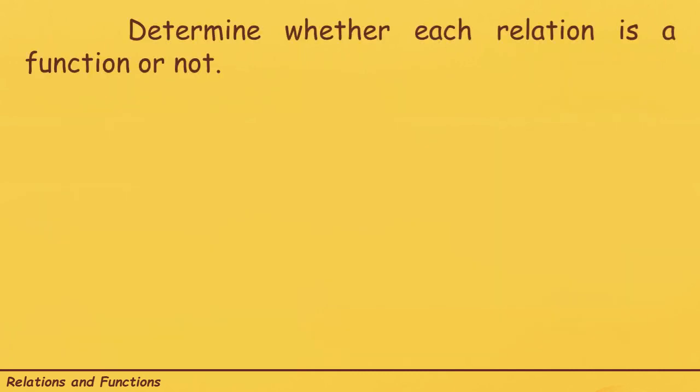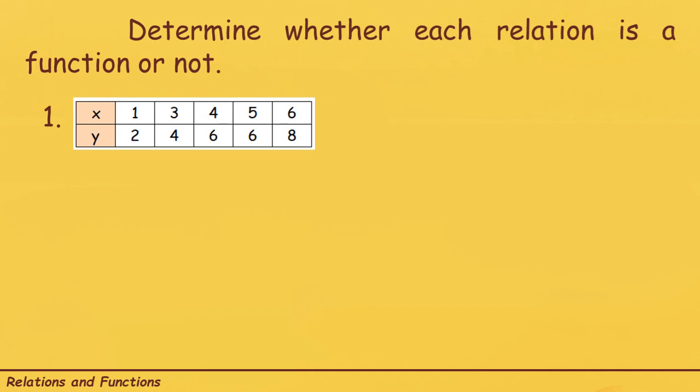Okay, so let us determine whether each relation is a function or not. Number 1. Table of values of x and y. X: 1, 3, 4, 5, 6. Y: 2, 4, 6, 6, 8.